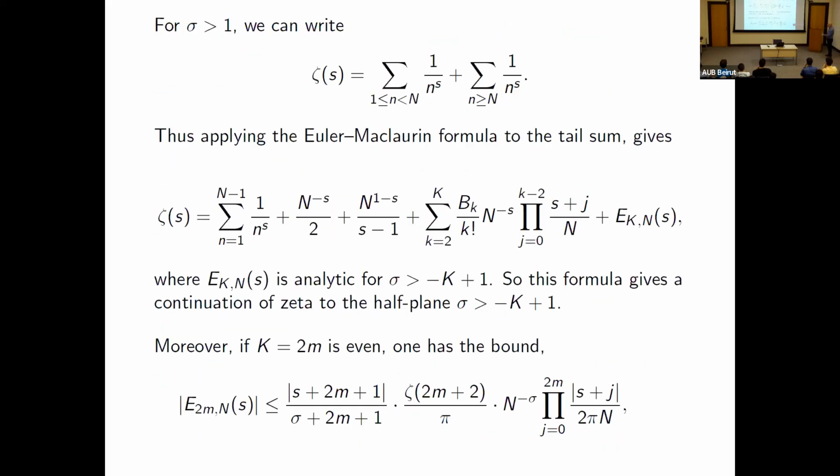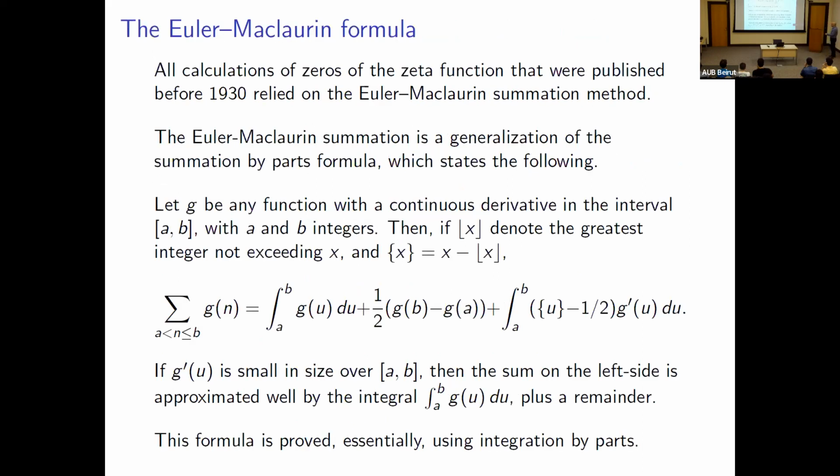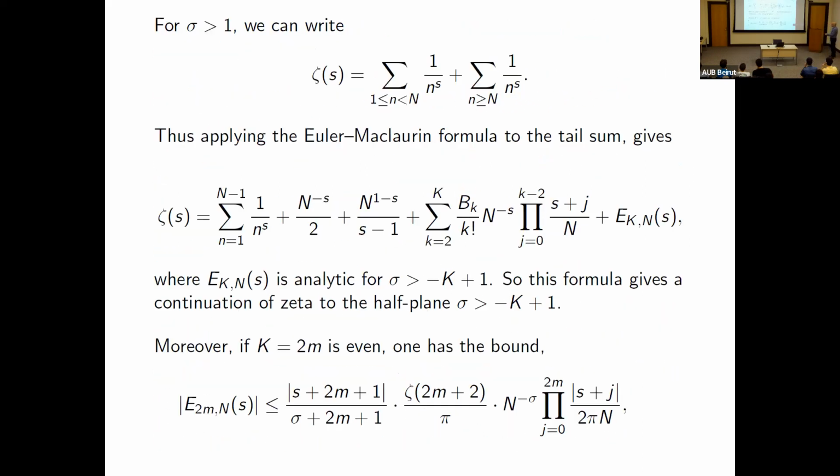Right. Okay, so you can apply this to the zeta function. But the thing is, when you apply it, you want to apply it to the tail of the Dirichlet series that defines the zeta function. When sigma is greater than 1 by convergence, you have zeta of s is equal to an initial sum plus a tail sum. And then you can apply Euler Maclaurin to the tail sum.